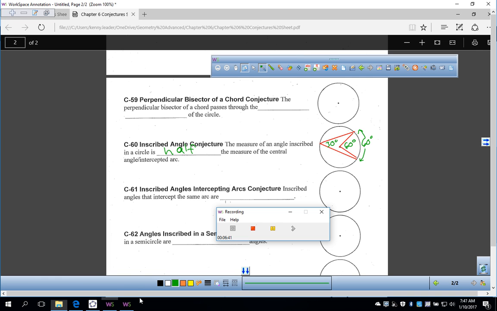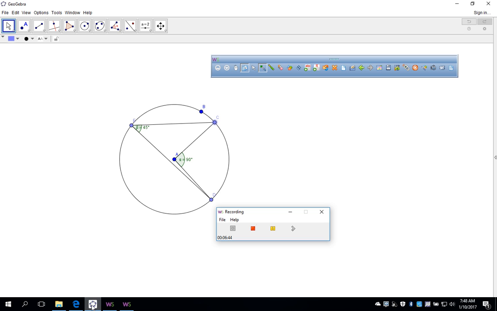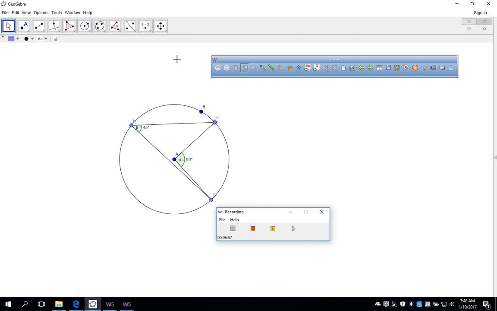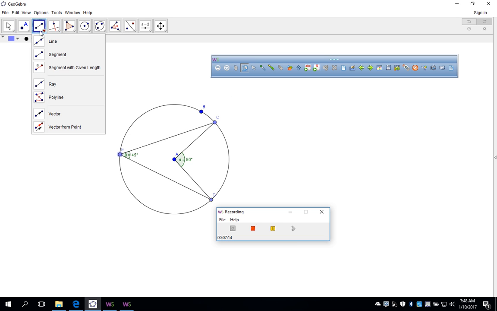So we're going to move back to our picture, okay? Now what I want you to do is, using this same picture, drag your vertex so your picture kind of looks like that. Now do another inscribed angle from those same two endpoints. So I'm going to take my segment tool again, and I'm going to go from here.